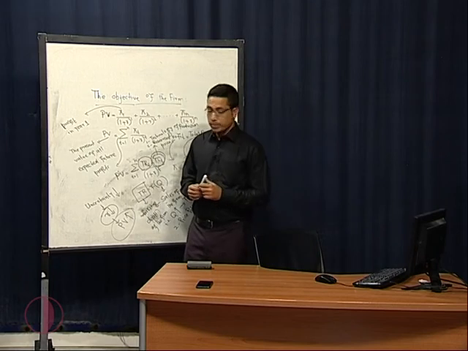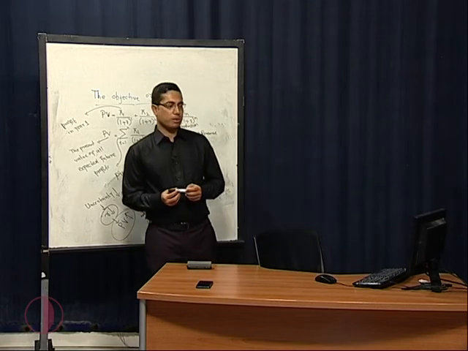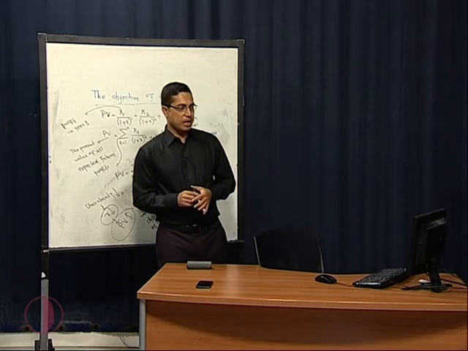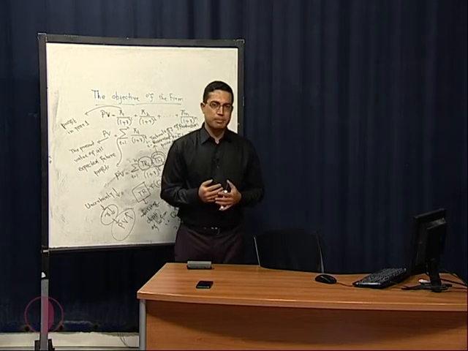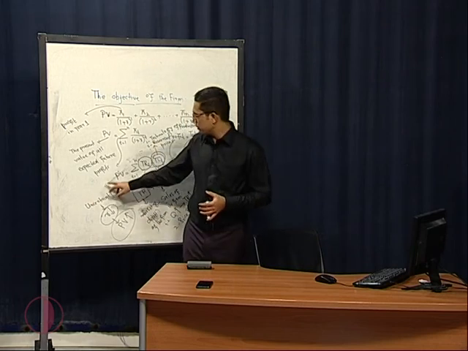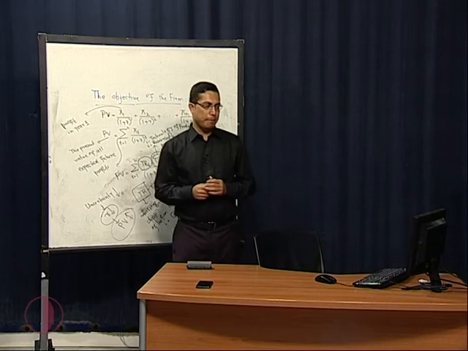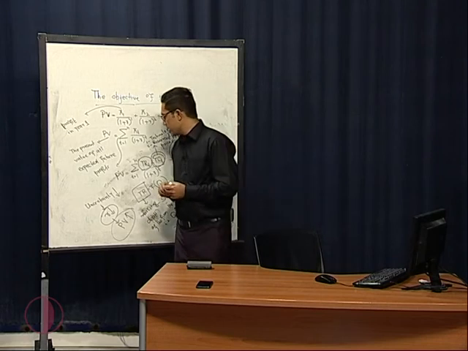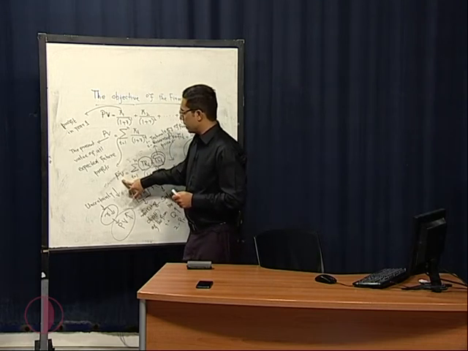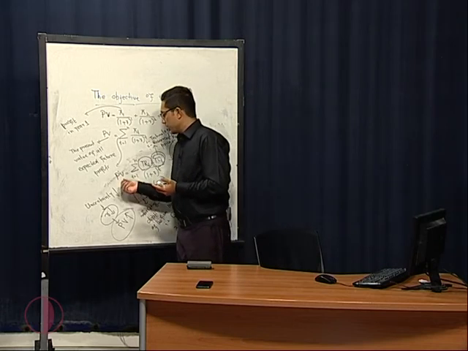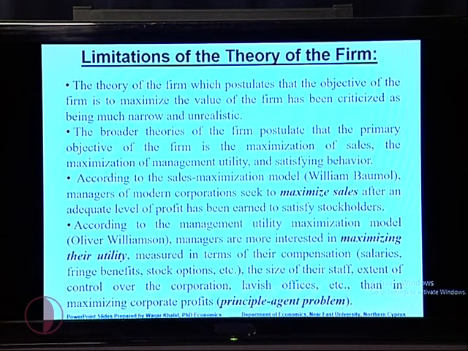Okay, the next topic is limitation of the theory of the firm. The theory of the firm, which postulates that the objective of the firm is to maximize the value of the firm, has been criticized as being much narrow and unrealistic. So we said that this is the only objective of the firm, to get more wealth. But this concept is unrealistic, very narrow.